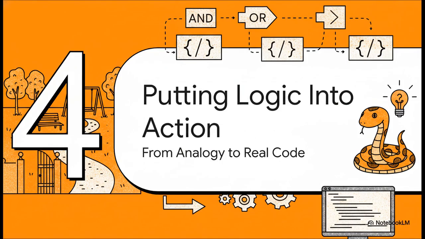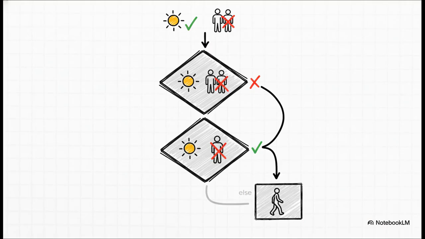All right, time for what I think is the most exciting part. Section 4, putting logic into action. We're going to take our little park analogy and see what it looks like as real, actual Python code. Okay, let's walk through this piece by piece. At the top, we're just setting the scene. We say is_sunny is true, but, bummer, friend_is_free is false.